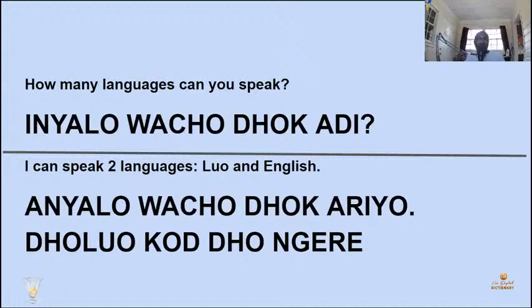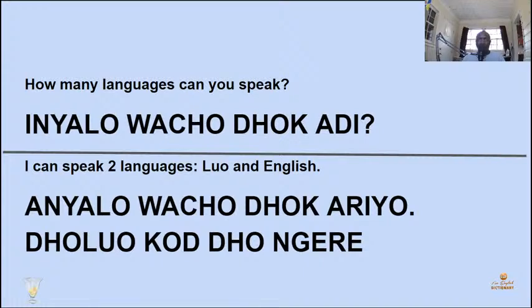So the third one is Inyalo wacho dhok adi. And this dhok, it depends on how you pronounce it. Some people would say dhok, and dhok means the cows. So you must be careful with the tone. If you say it with the wrong tone, that would be wrong. So you say Inyalo wacho dhok adi. So dhok adi might mean how many languages?